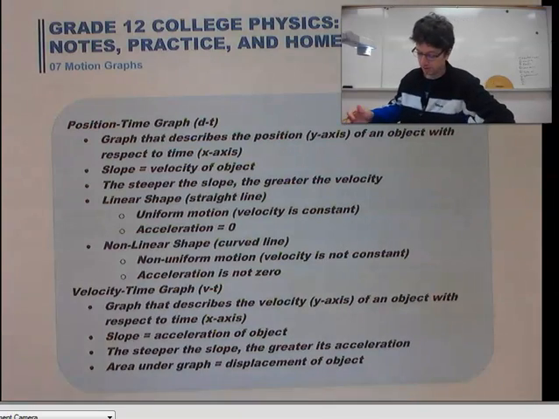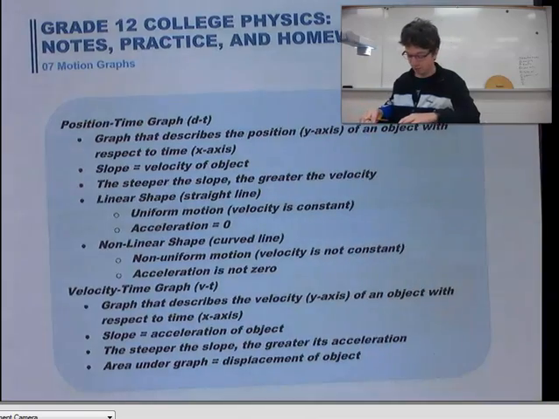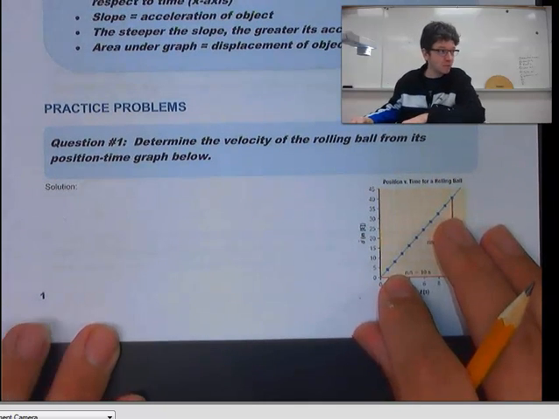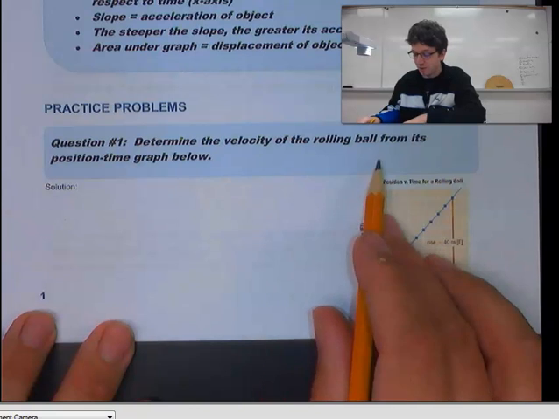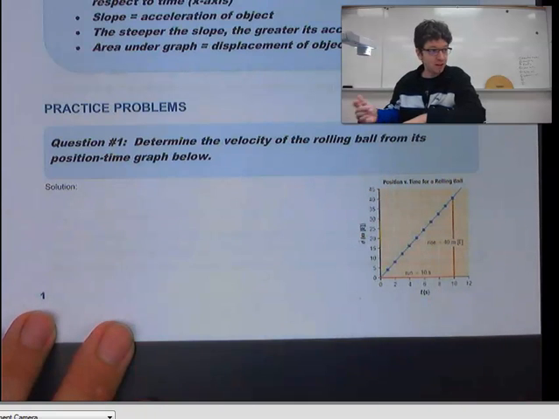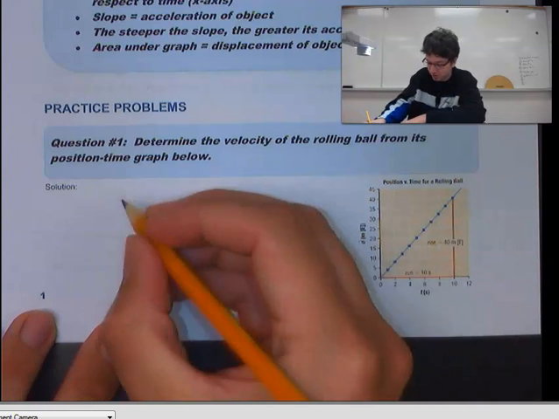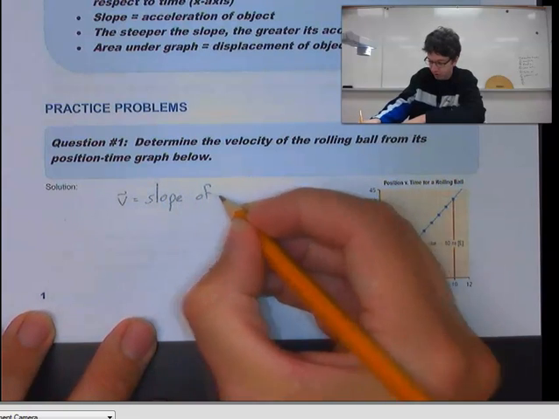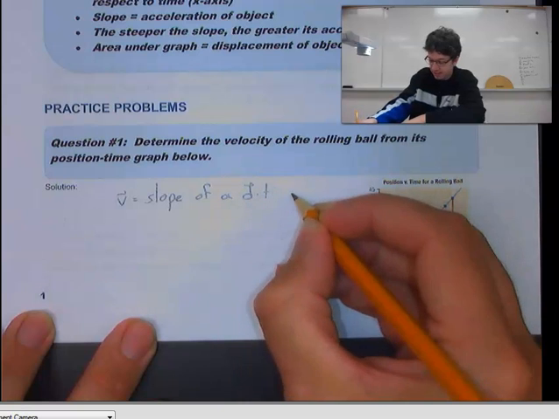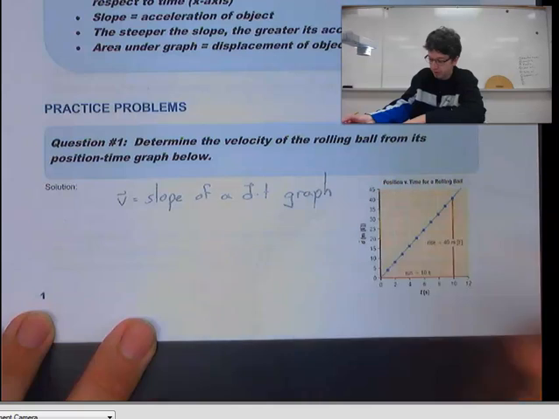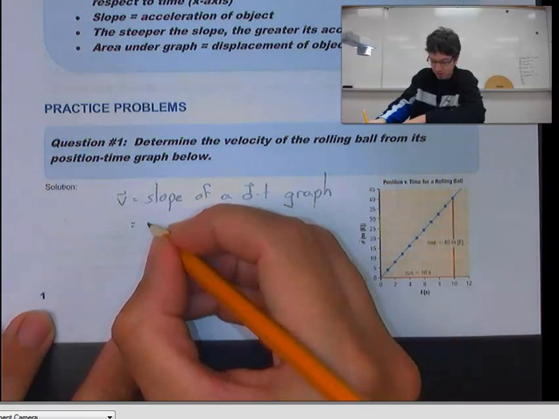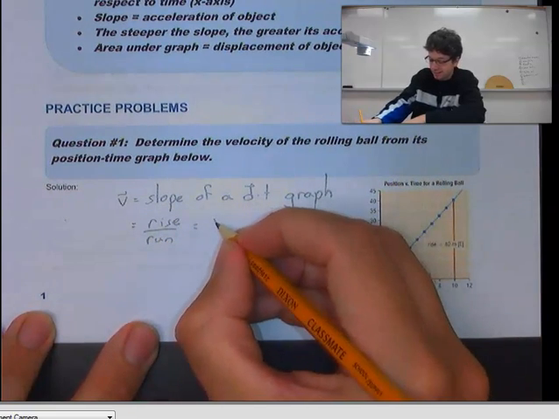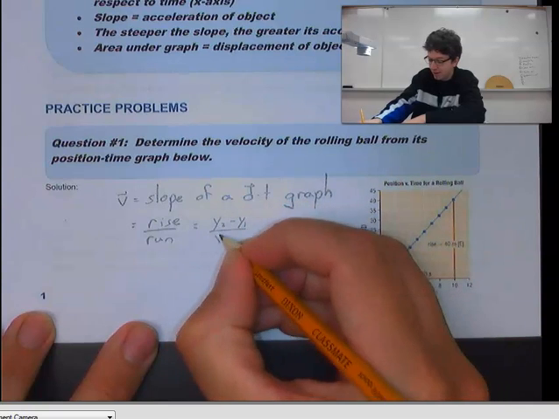So on our handout, this is just the summary of our whole lesson that we will be going through, but let's look at example number one. Example number one says, determine the velocity of the rolling ball from its position time graph below. Okay, so to find the velocity, we need to find the slope. So velocity equals the slope of a d-t graph. Okay, if you remember from math, slope is rise over run. Or put another way, in math class, you probably see it as this equation, y2 minus y1 over x2 minus x1.